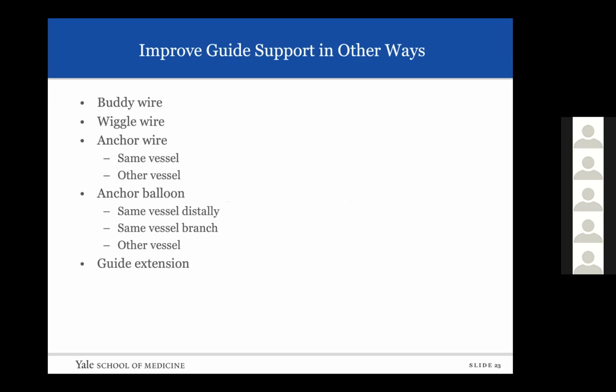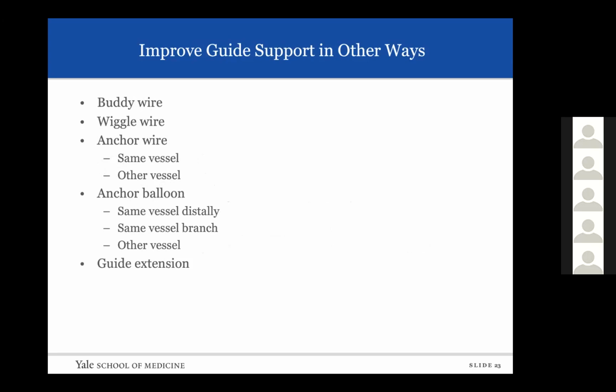Other ways to improve your guide support. Buddy wire, we're all familiar with. The wiggle wire, which I think many of you have seen now. I'll show it a little bit later, but it's a way of distal anchoring that will improve your guide support. Or you can use an anchor wire. Buddy wire would be in the same vessel, or an anchor wire would be in another vessel to aid stability to your guide. You can put a balloon on that secondary wire.